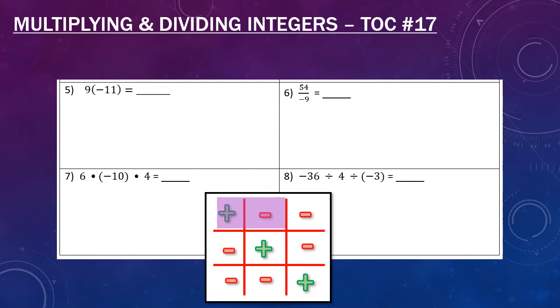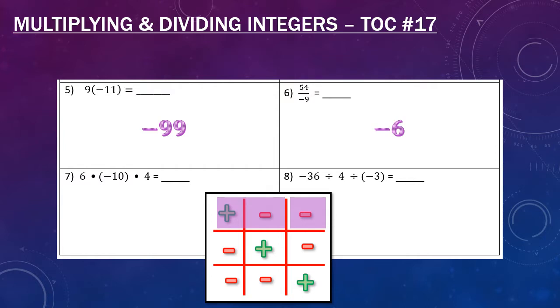Here's positive times negative. My answer is negative. So I'm going to get 9 times 11, which is 99, but I know from my tic-tac-toe board it's a negative 99. Looking at number 6, I have a positive 54 divided by a negative. Here's positive divided by a negative. My answer is going to be negative. 54 divided by 9 is 6. So my answer is negative 6.